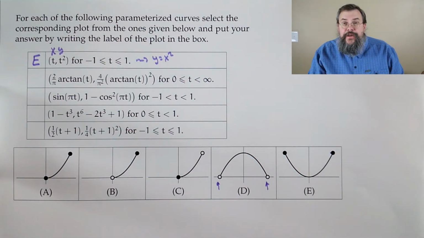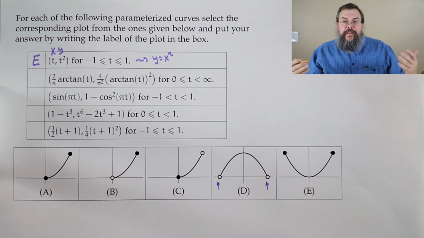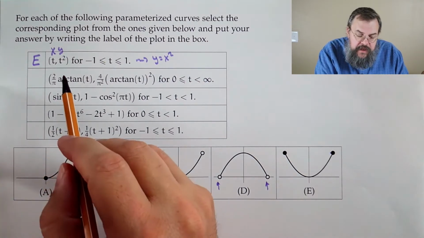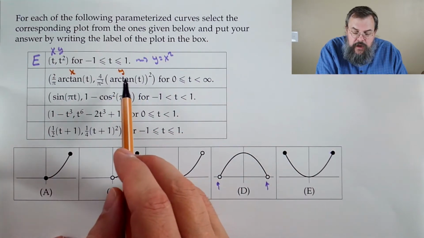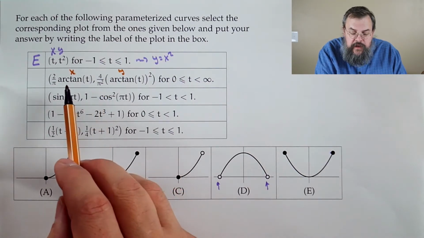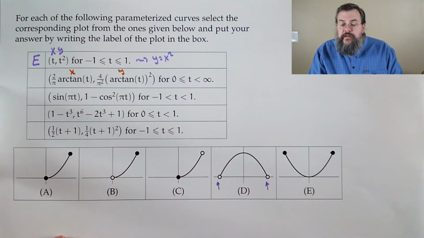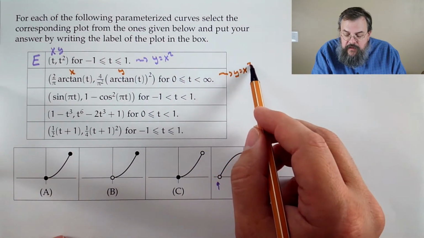Now, let's do our next one. So 2 over pi arctangent of t and 4 over pi squared arctangent of t squared. You say, what? That looks crazy. But with the same philosophy, if we think of this as x and this as y, then if you square the x, 2 over pi squared would be 4 over pi squared, and squaring arctangent gives arctangent squared. So we say, aha, this is still along y equals x squared.